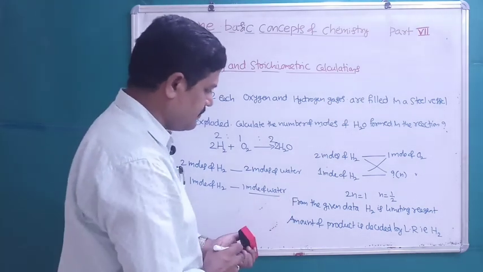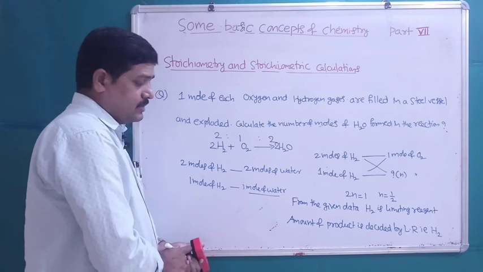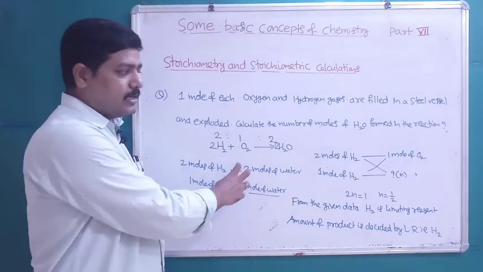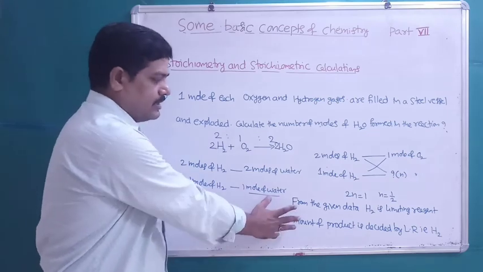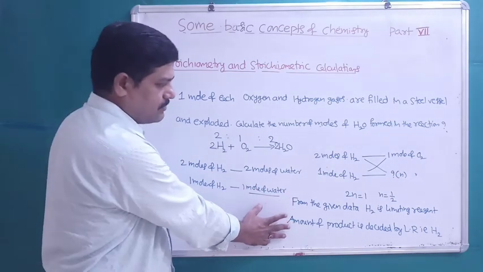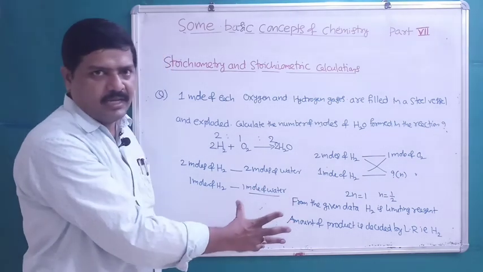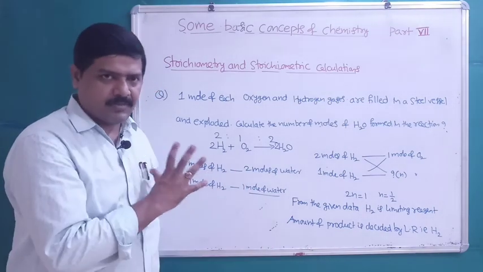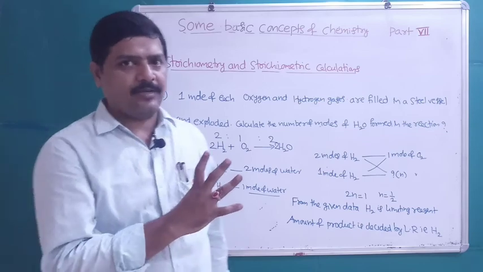This is about the limiting reagent. The limiting reagent is the reactant which is completely consumed in the reaction, and the amount of the product is decided by the limiting reagent only, right? So this is one of the important concepts from this chapter, right? Thank you very much.